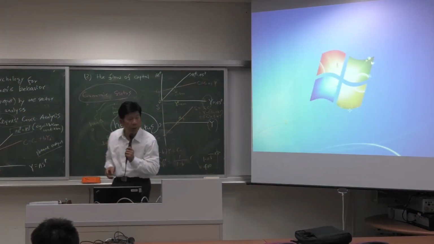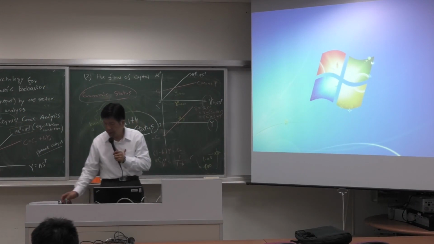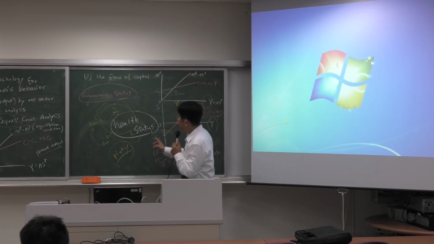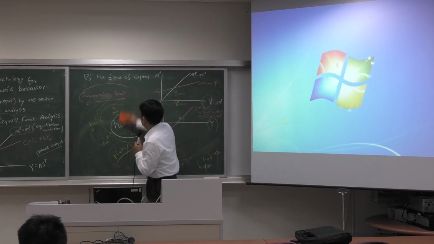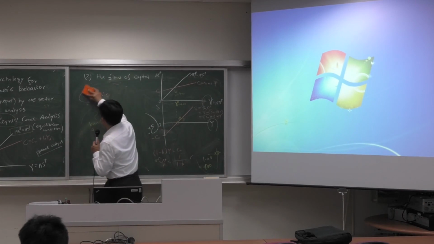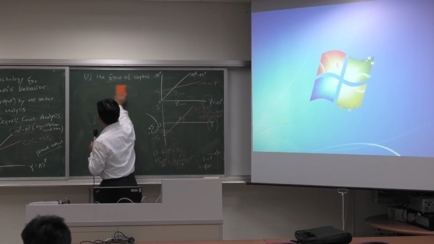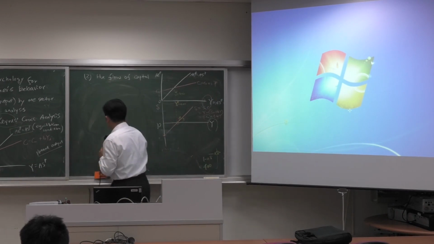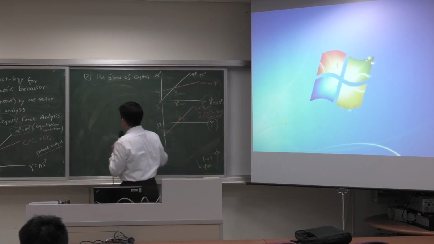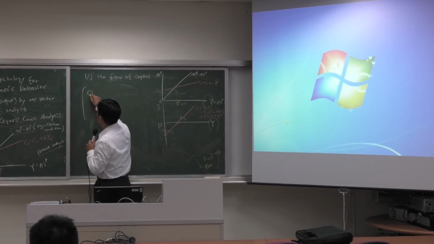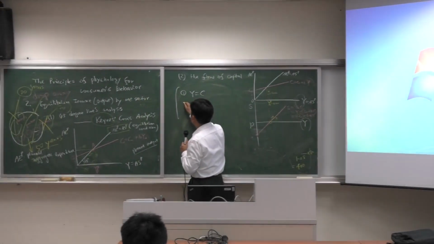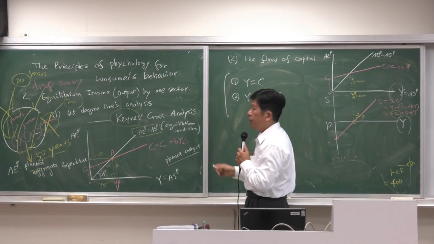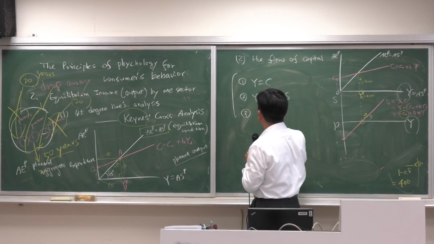Okay, so we just continue because the computer had some problem. So here we just try to see, we can use the savings to do the analysis, and the result will be the same. Okay. So here you can see the first one, y equals c. The second one, y equals c plus s. And the third one represents s equals 0.